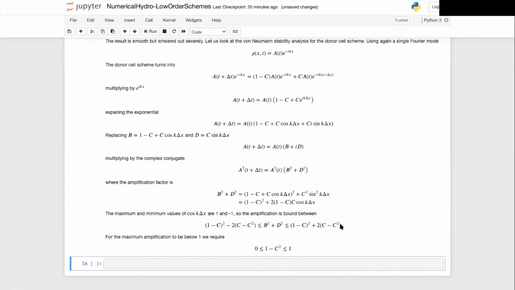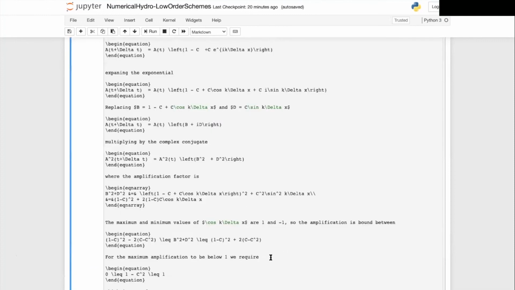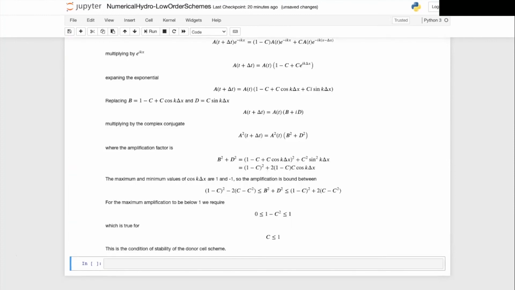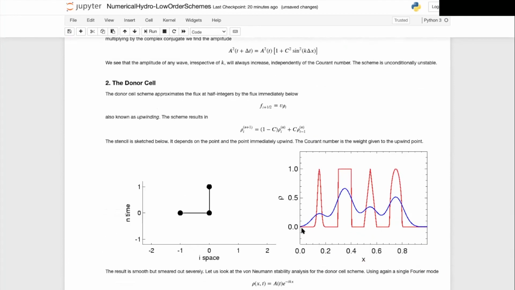So this is true as long as c is less than 1. Remember that c by definition is a positive quantity. And this is the stability condition of the donor cell scheme. The Courant number must be less than 1. So upwinding seems promising to achieve stability, but the accuracy has to be improved because, as we see, it's being severely smeared.